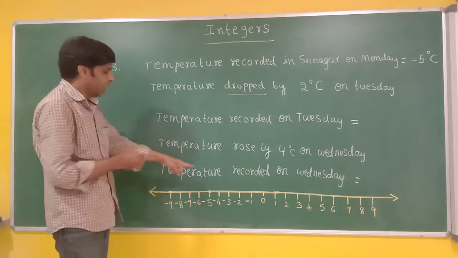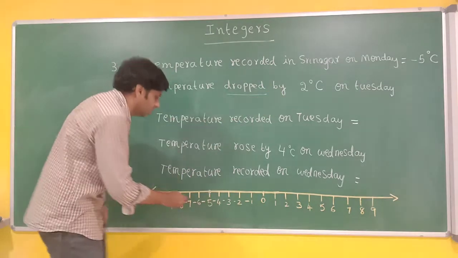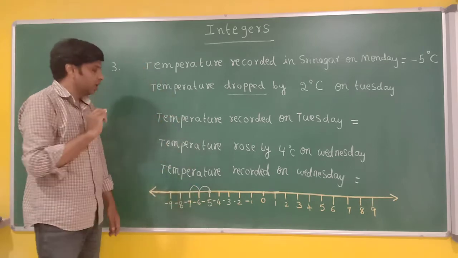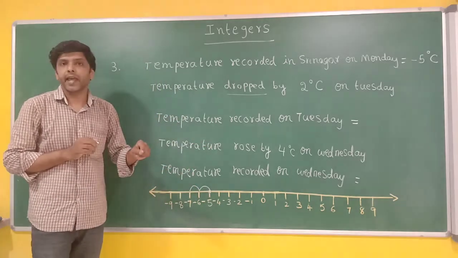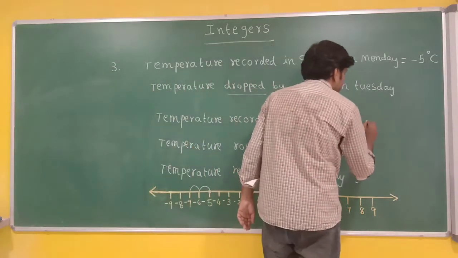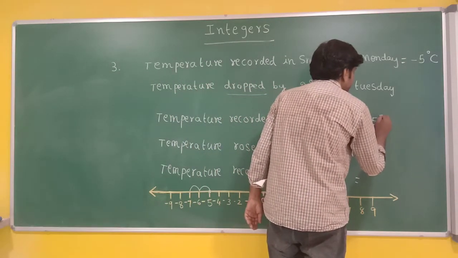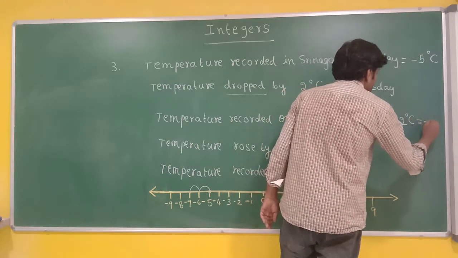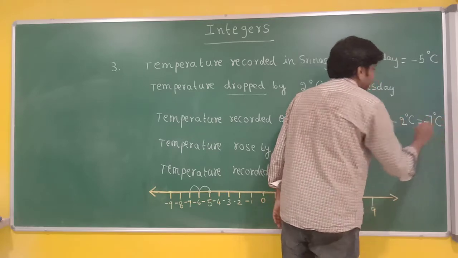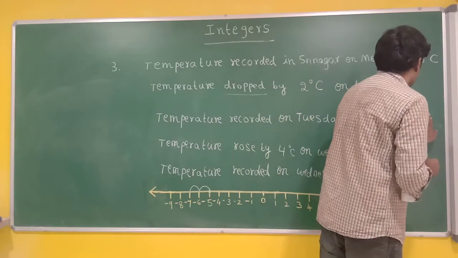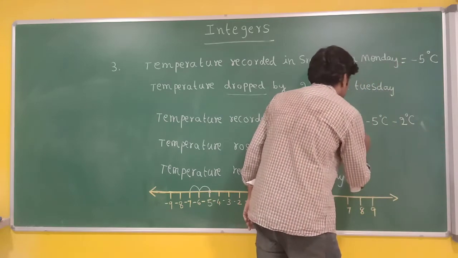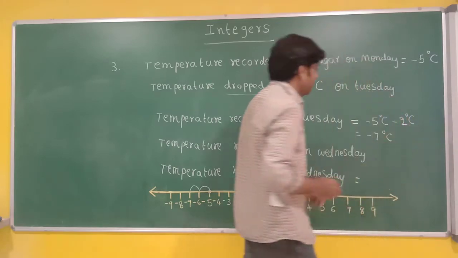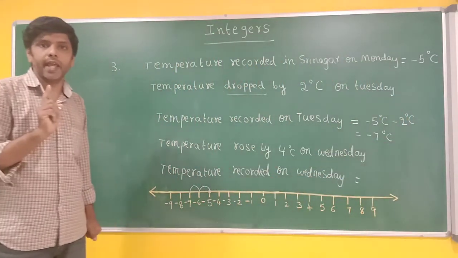So by how many degrees did it decrease? 2 degrees. So 1 degree, 2 degrees. So what is the temperature on Tuesday? I am writing here -5 degrees Celsius, -2 degrees Celsius, that is equal to -7 degrees Celsius. I write here -7 degrees Celsius. This is the temperature recorded on Tuesday.